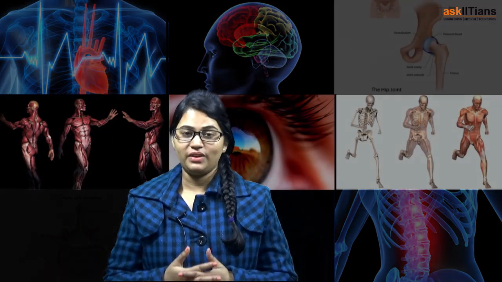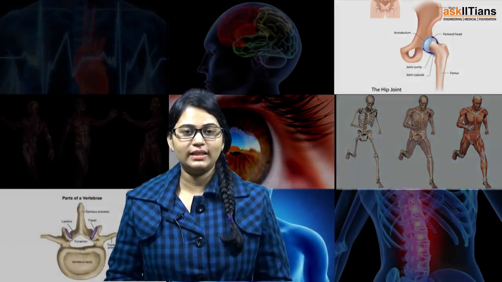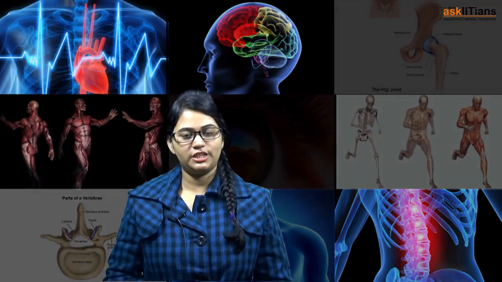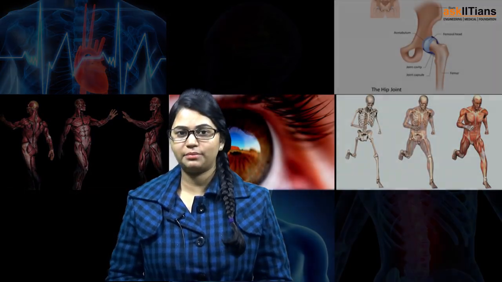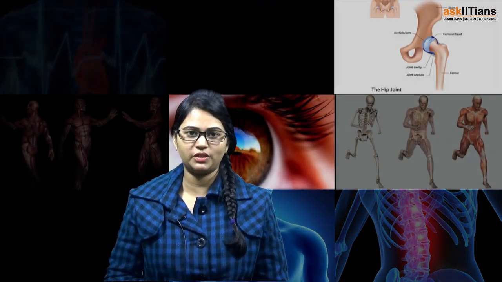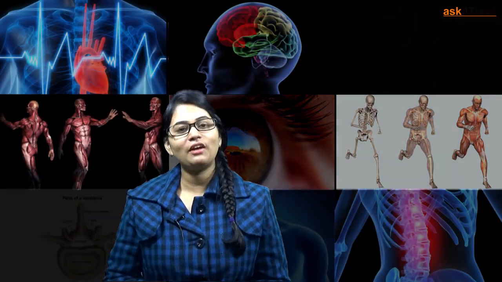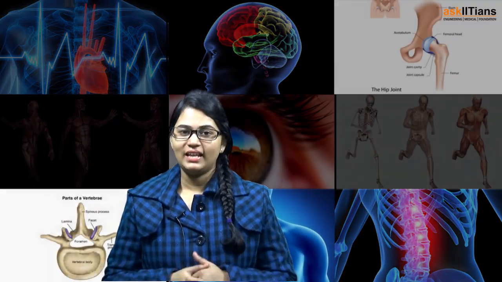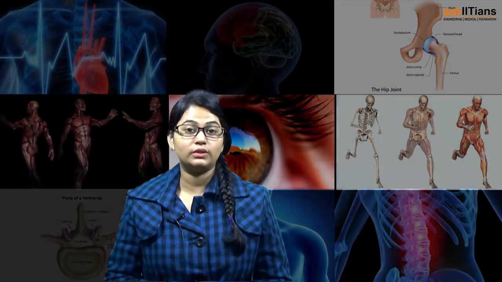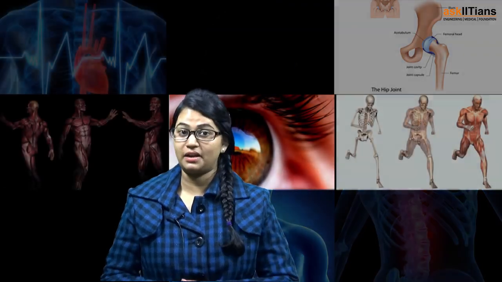Well, this is all about the vertebral column. We have understood under this part the lumbar vertebral column, the sacral vertebral column and the coccyx vertebral column. Hope you have understood it completely. Now we will be switching on to the appendicular skeleton in our next video.